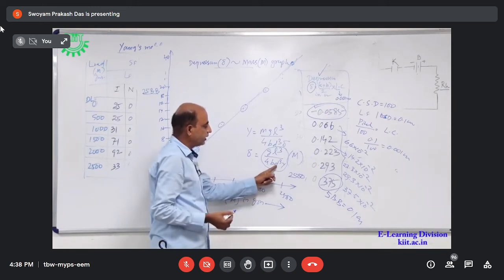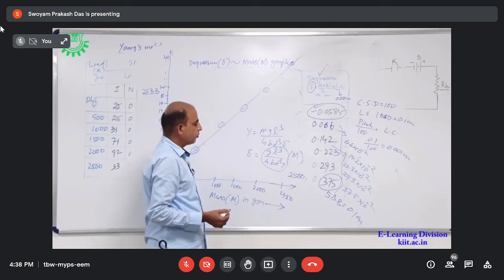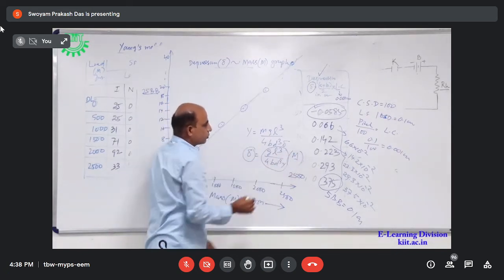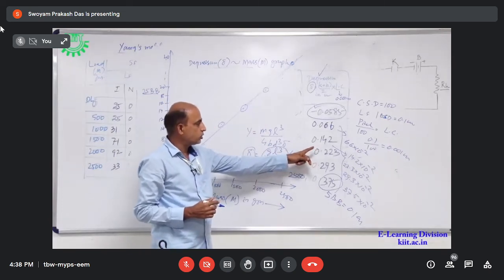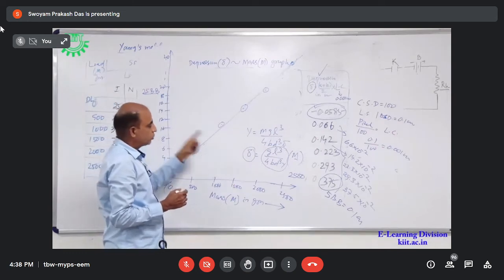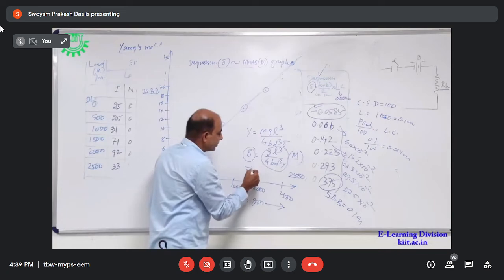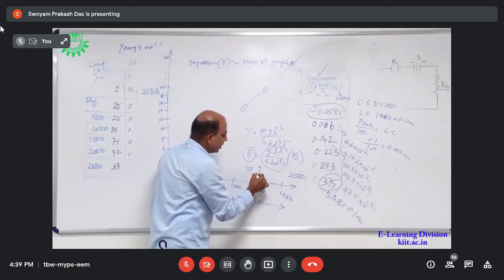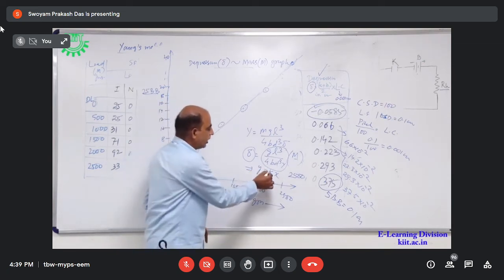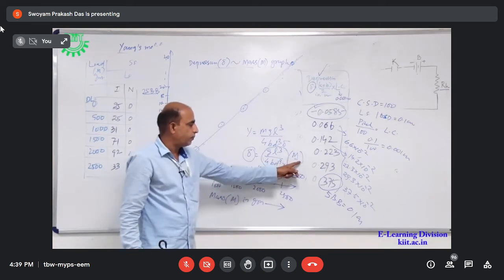B breadth, D thickness, and Young's modulus all are constant here for a particular set of arrangement. So delta depends on the mass, which is clear from the observations. Delta changes with respect to the load. So delta is depending on m. So it clearly indicates the equation of a straight line, that is y equals kx, where k is the constant, this factor, and x is the variable, that is m.